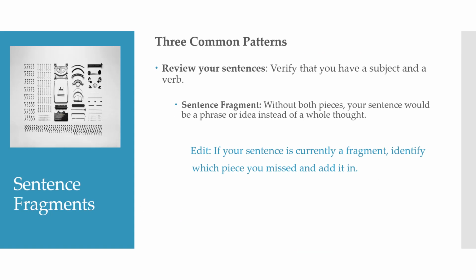Now that you understand basic sentence structure, let's look at three common patterns that will help you create sentences successfully. First, review your sentences and verify you have a subject and verb. Without both pieces, your sentence would be a sentence fragment, a phrase or idea instead of a whole thought. If your sentence is currently a fragment, identify which piece you missed and add it back in.